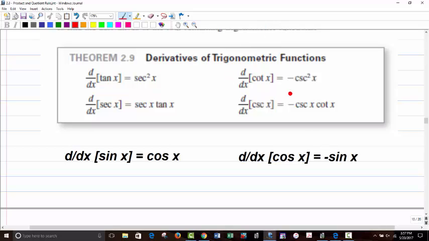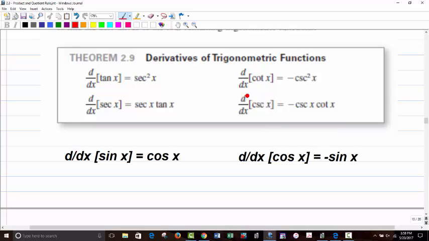Sometimes you might forget whether it's a plus or minus. You think, I know the derivative of cosecant has something to do with cosecant and cotangent, but I can't remember whether it's positive or negative, and you don't want to do the quotient rule with 1 over sine.